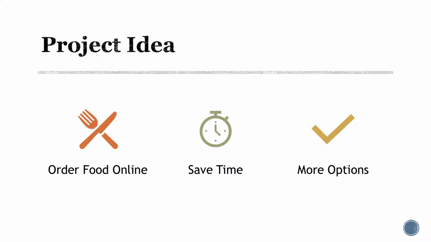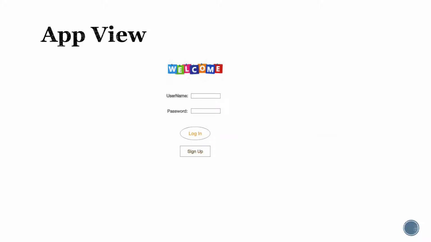So, how can we improve it? Why don't we order our food on the way to the restaurant, and then once you get there you can grab your food and enjoy your meal. Amazing, right? And next, this is my app view. I'm going to briefly introduce how my app looks.